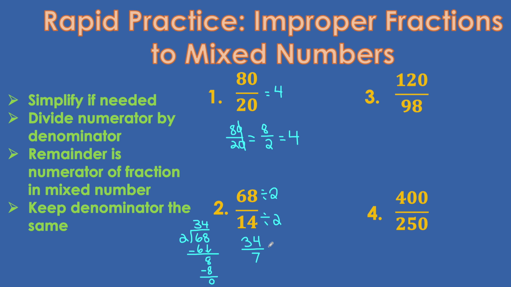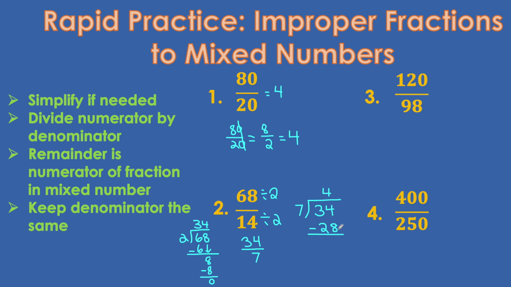Now this is much more simple to find the mixed number. We're going to divide the numerator by the denominator. Let's write it over here. 34 divided by 7. How many times does 7 go into 3? That doesn't work, so you take the whole number. How many times does 7 go into 34? It would be 4. 4 times 7 is 28. Subtraction sign.